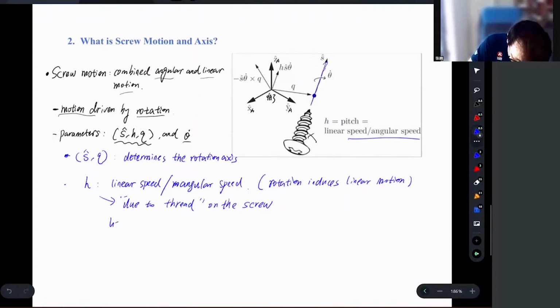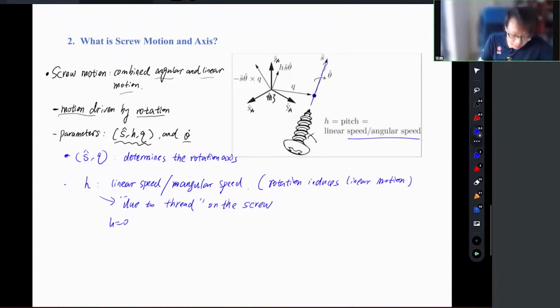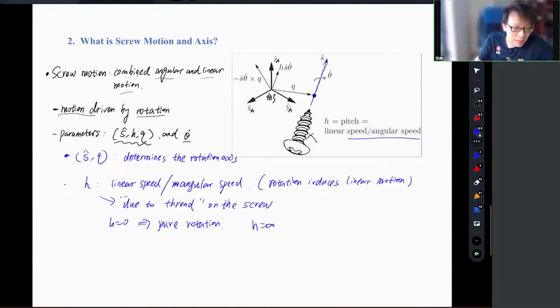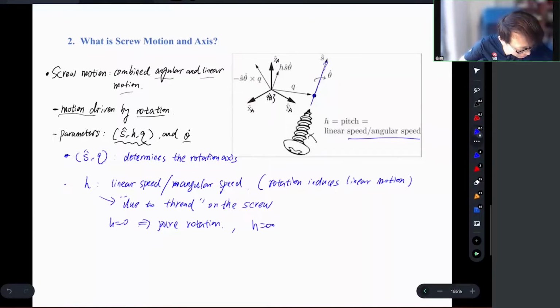So if h equals 0, then we will have a pure rotation, right? If h equals infinity, that's the convention, okay? You don't actually have it, but if that's infinity, that means we have a pure translation. That's a pure linear motion.